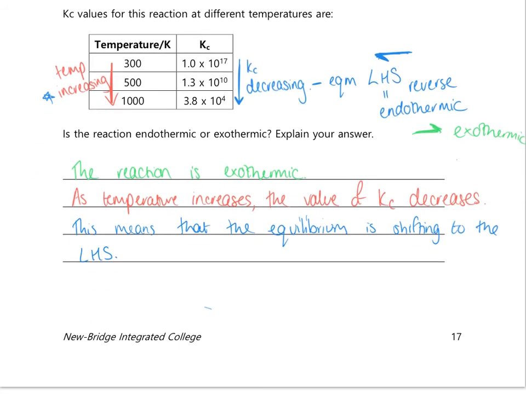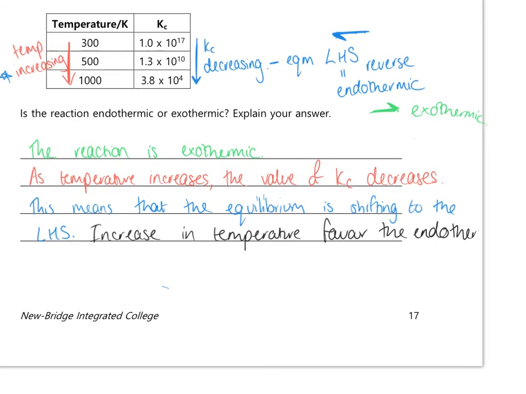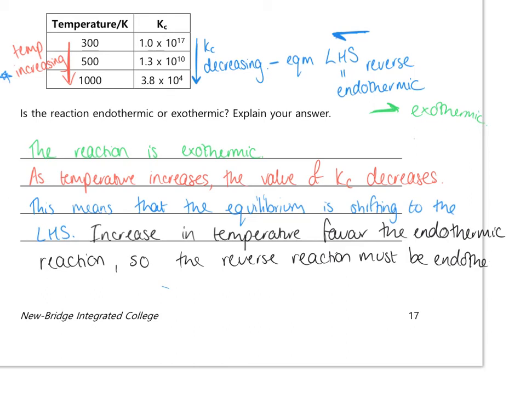And what does that mean? Well, we know that increases in temperature favour the endothermic reaction, so the reverse reaction must be endothermic, and so the forward reaction is exothermic.